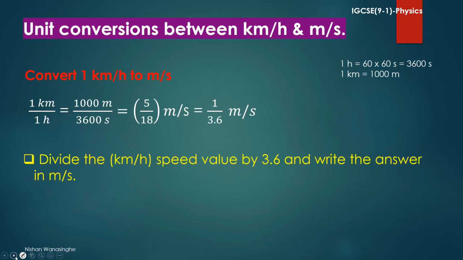So what is the meaning of this thing? Divide the kilometers per hour speed value by 3.6 and write the answer in meters per second. Okay, you may not understand that. We'll do an example. Here you can see 144 kilometers per hour in meters per second. So how to convert 144 kilometers per hour into meters per second? Easily, you just have to divide this by 3.6. Then you get the answer 40 meters per second.